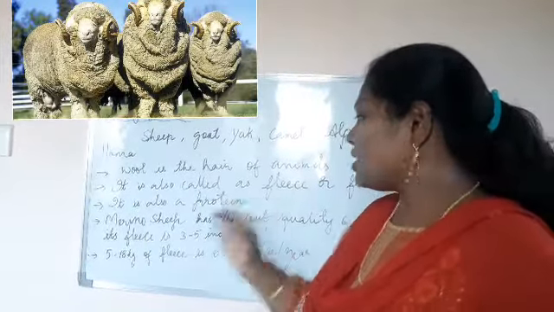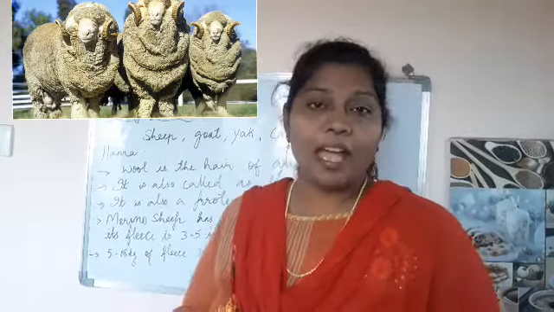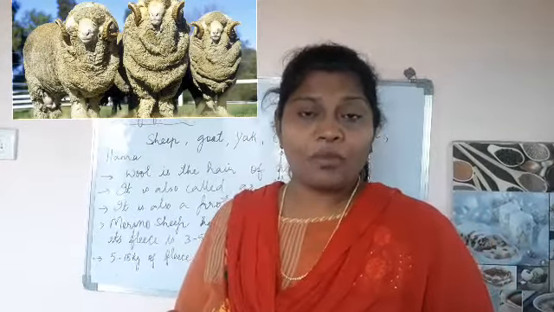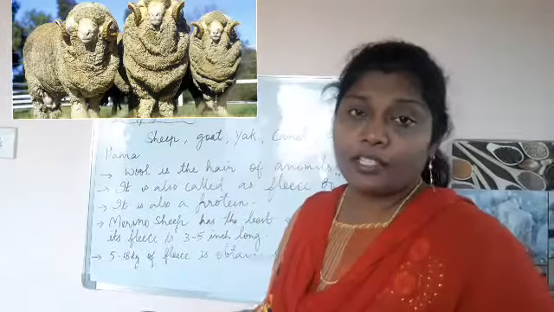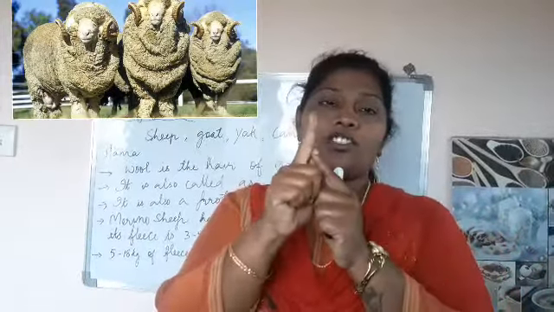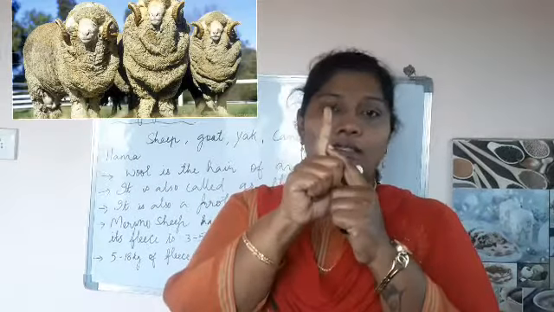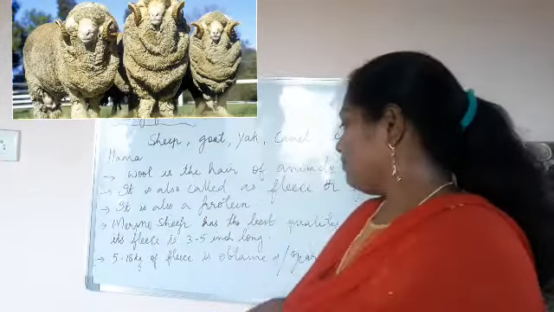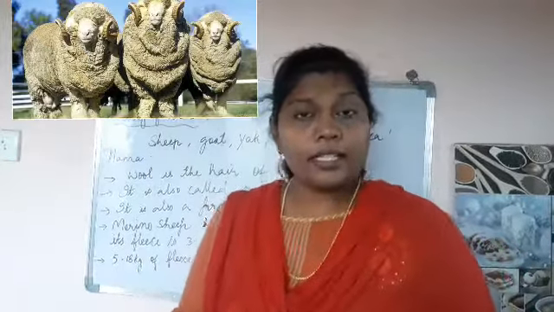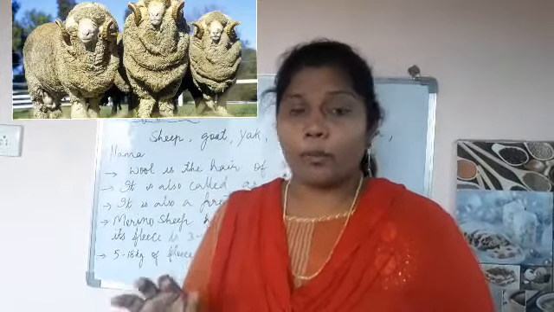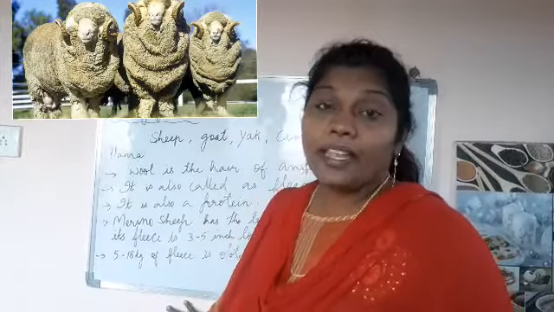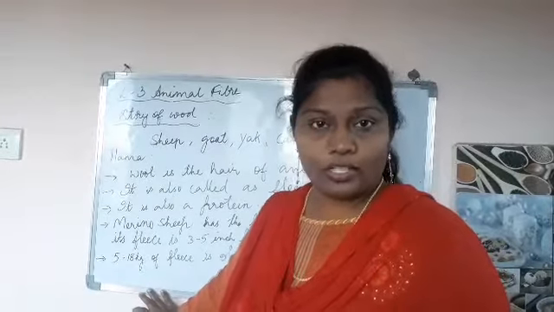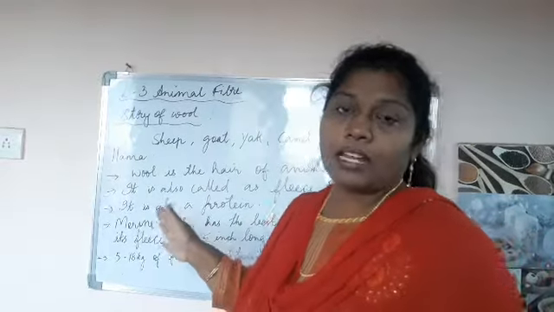This sheep has the best quality of fleece. What is the length of the fleece that grows on the merino sheep? It is around 3 to 5 inches long. See, I think it could be like this much. If you measure with a scale, the length of the hair is around 3 to 5 inches long. Annually, or yearly, if you collect the wool from this sheep, we can get around 5 to 18 kgs of the fleece or the fur from this merino sheep. Okay children, so this is the story we are starting for the wool.